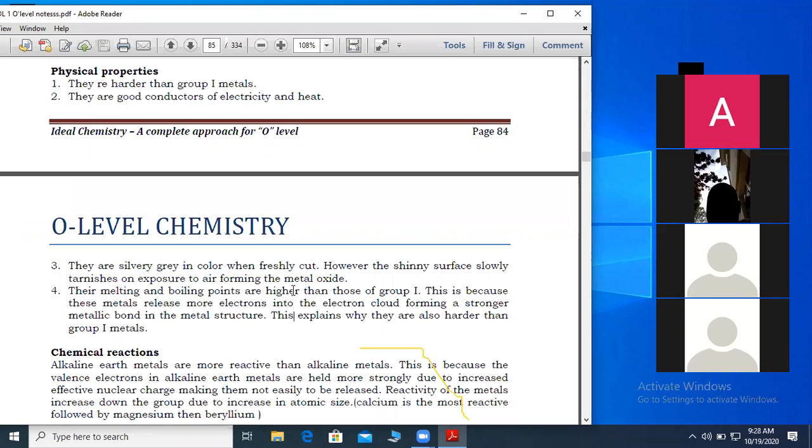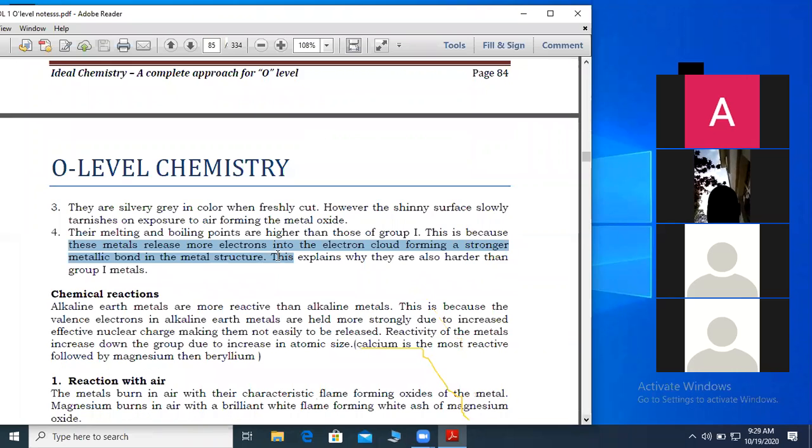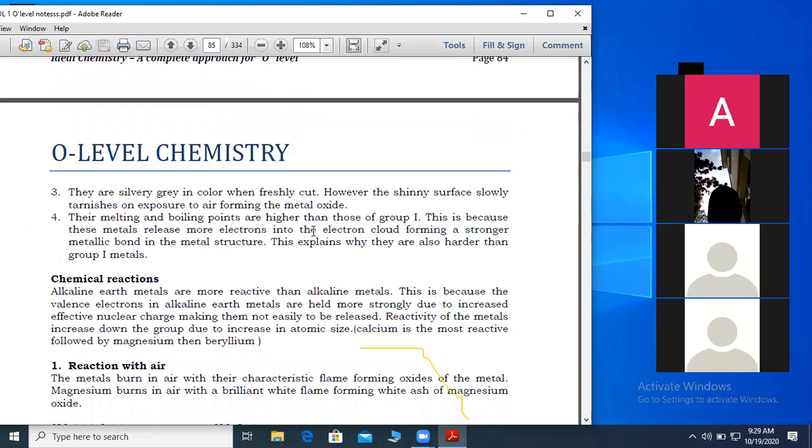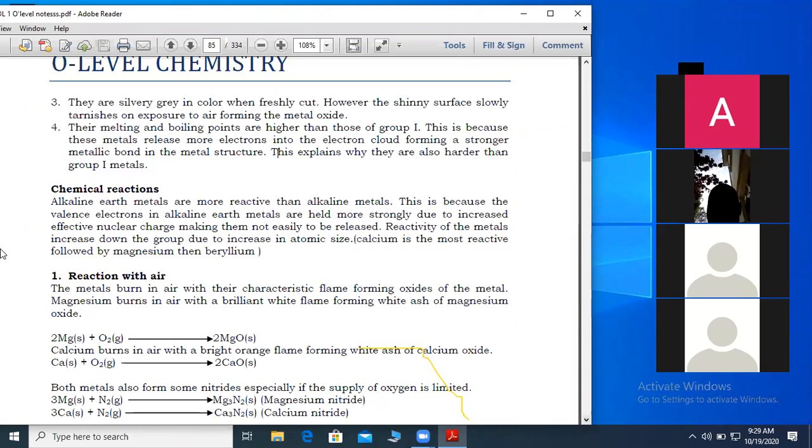These group 2 elements have higher boiling points and higher melting points compared to those of group 1. This is because they have more electrons in the outermost energy level. This reason we shall explain better in senior 5. But for now, in our senior 2, let us know that the group 2 elements have a higher boiling point and higher melting point than group 1s. Let us look at their chemical reactions.